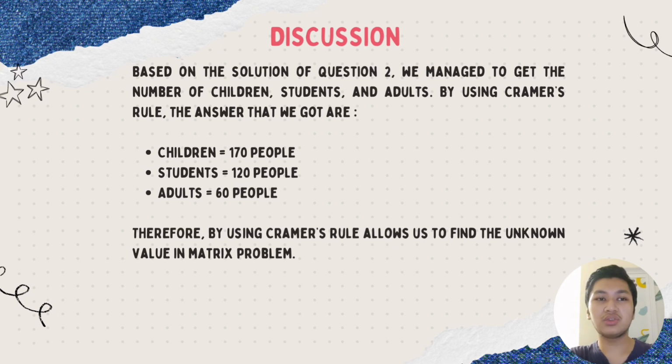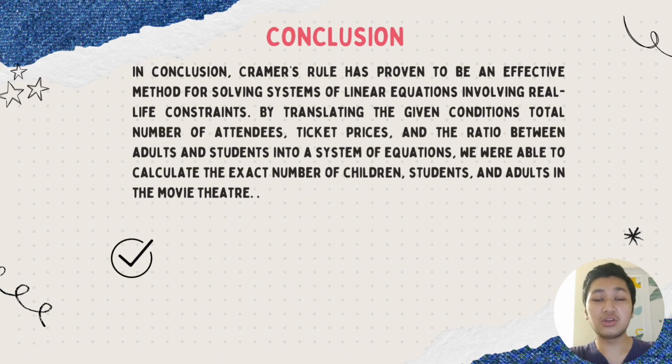So we also know that by using Cramer's rule, we can find the unknown value in a matrix problem. So in conclusion, Cramer's rule has proven to be an effective method for solving systems of linear equations. By translating the given conditions, we were able to find the exact number of children, students, and adults in the movie theater.